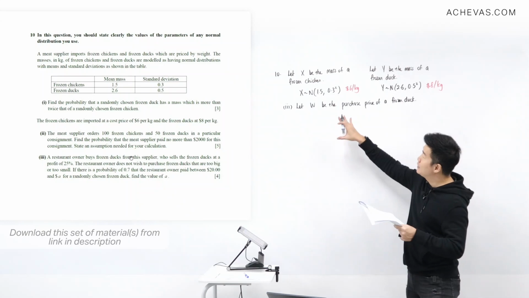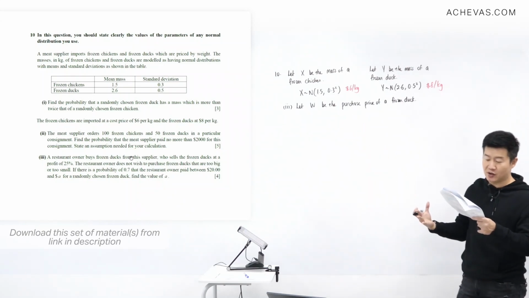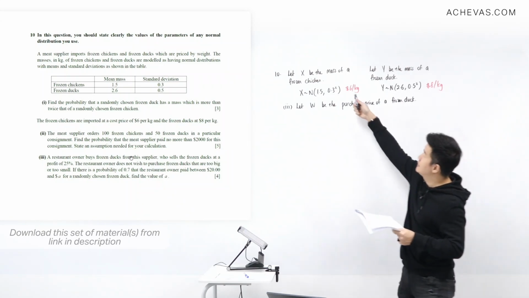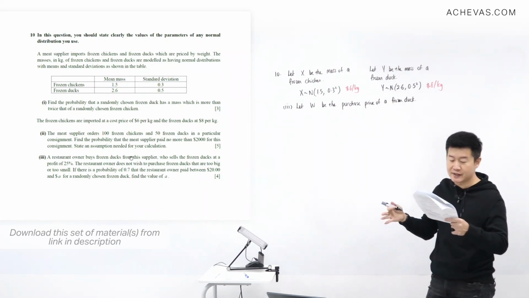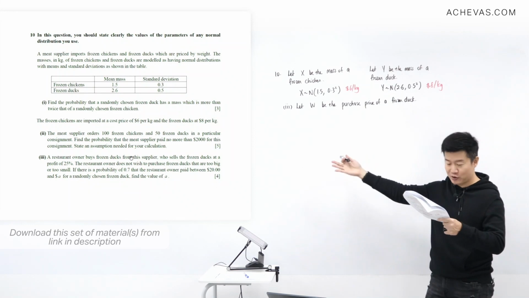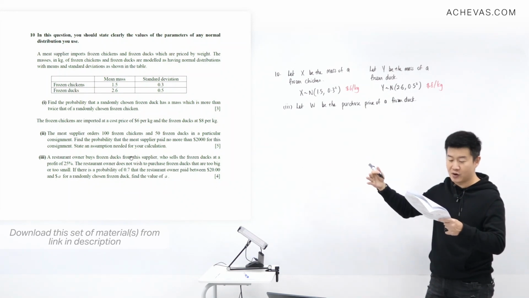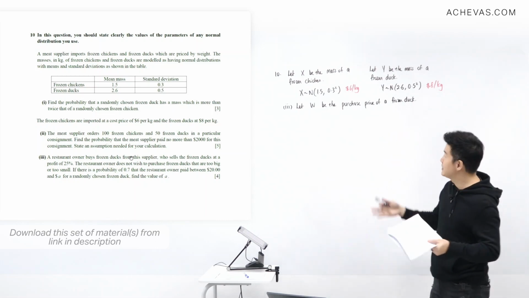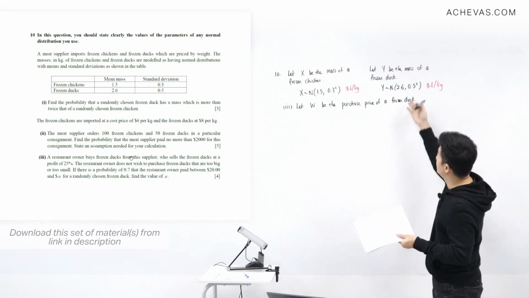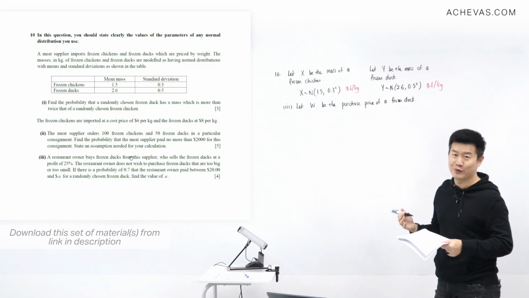Okay, in part 3, we're going to let W be the purchase price of a frozen duck. This is the selling price. So the purchasing price, according to what the question says, the purchaser, which is the restaurant owner here, will be paying for a 25% profit going to the supplier. So 25% more than the cost of a randomly chosen frozen duck.